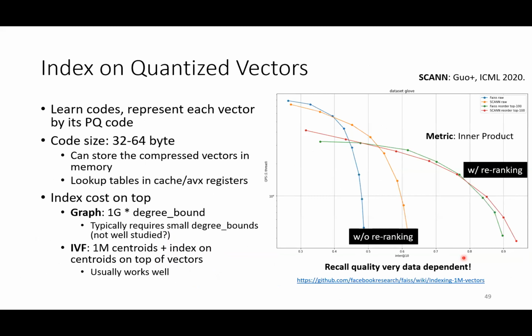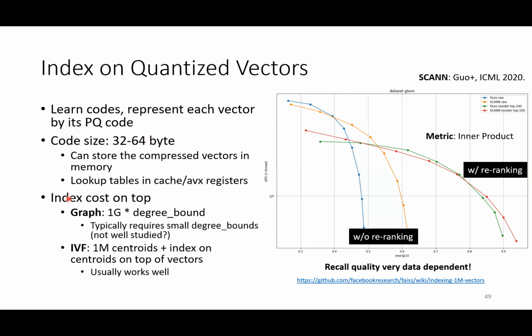Okay. So now there are two choices. The first choice is you just build your index on quantized vectors. So you learn your PQ code, and you represent each vector by its PQ code. You aim for a code size of like 32 bytes to 64 bytes, because then you can still put a billion-scale data set into your RAM.